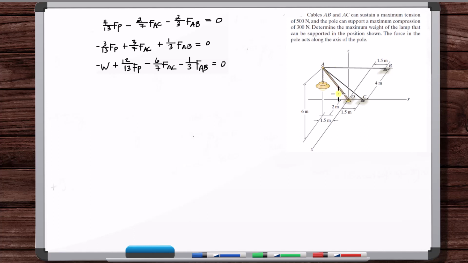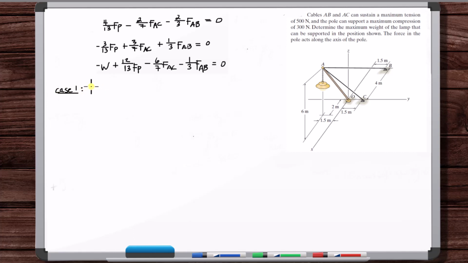You have to look at it like the different scenarios. If the compression in the pole is 300, then what does that mean FAC is equal to, FAB is equal to, and the weight of the lamp is equal to? Then you have to look at the case. Well, okay, if the tension in AC is 500, then what is the resulting compression in the pole, the tension in AB, and the weight of the lamp? You have to look at the cases. Okay, so let's look at case 1.